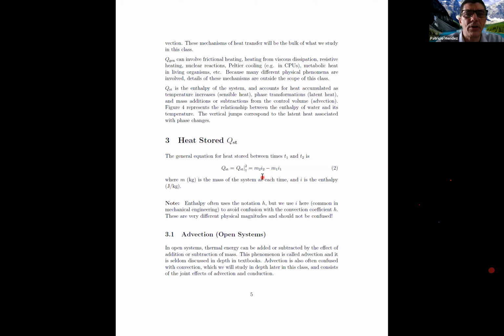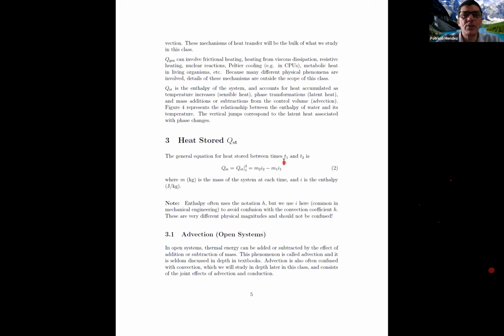Because enthalpy is joules per kilogram, at time 2 I need to do mass times enthalpy, right? Because joules per kilogram times kilograms will be joules. And at instant 1, it is mass at time 1 times enthalpy at time 1.